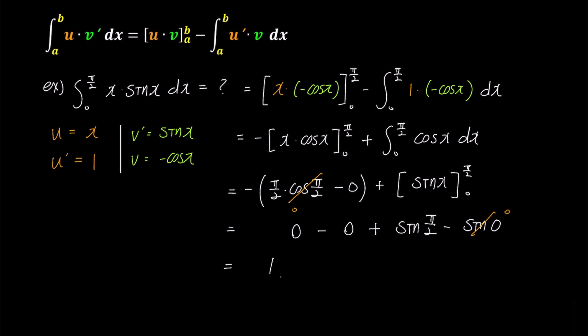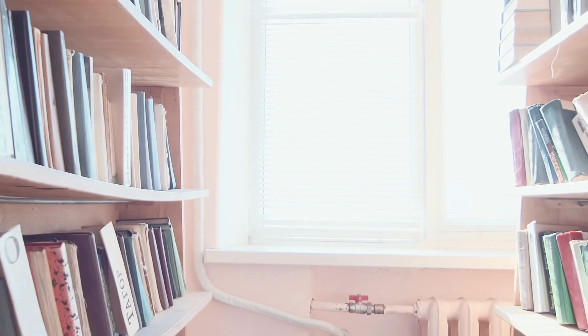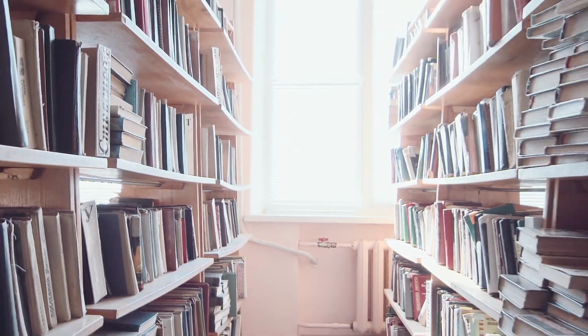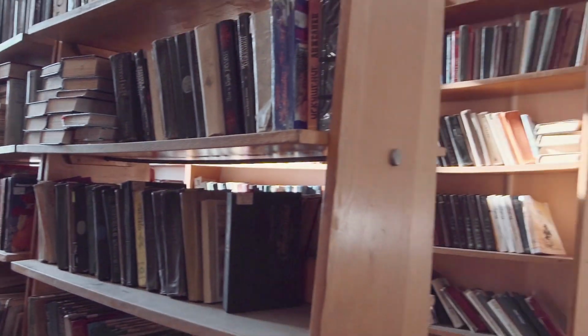We can use the integration by parts to solve the integrals with the two multiplied terms, and by deciding which term becomes u and which becomes v prime, we can easily find the necessary terms to substitute into the formula.